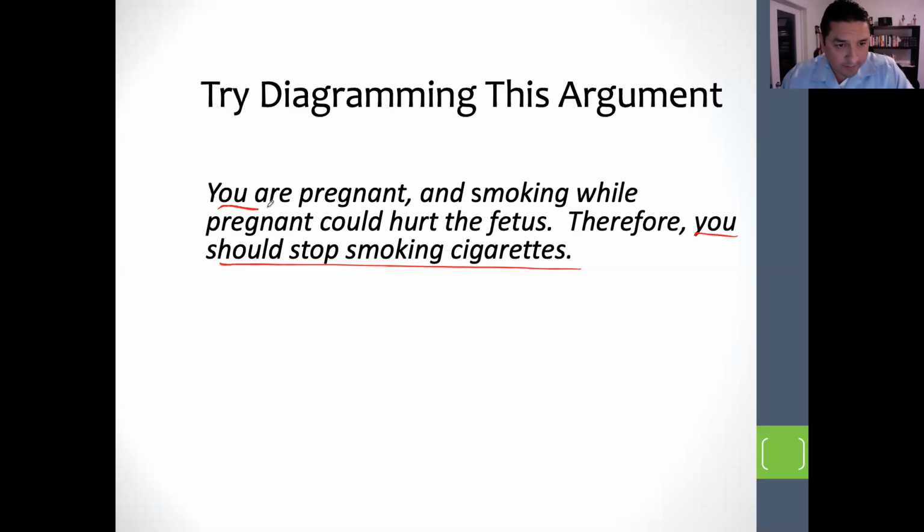So you have another statement, you are pregnant, and you have it conjoined to this other statement, smoking while pregnant could hurt the fetus. So, okay, 1, 2, 3, you have 3 statements. Now, this first sentence, grammatically, it's one sentence. It's a conjunction, but it has 2 statements. So it's a compound statement. So you have to break that down into its simplest statements.